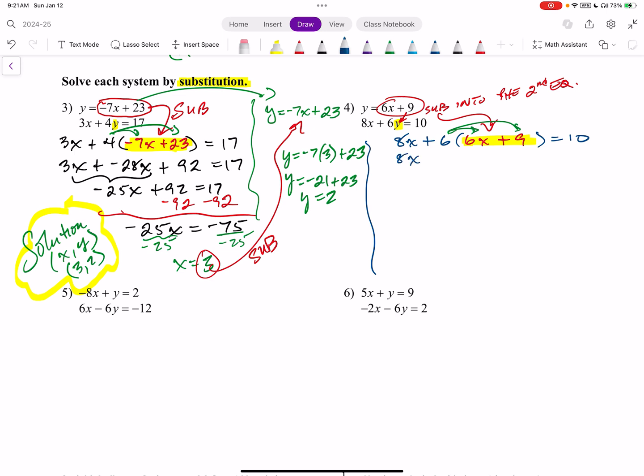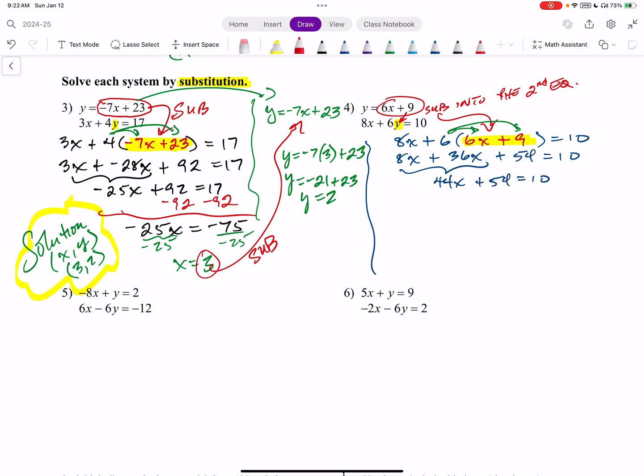From left to right, I've got 8x first plus what? Well, I see 6 times 6x, 36x. 6 times 9, and that's 54, and that's equal to 10. When I add like terms, like terms are terms with the same variable involved, 8x plus 36x. 8x plus 36 more, you're in the 40s. Sounds like 44x here, plus 54 is equal to 10.